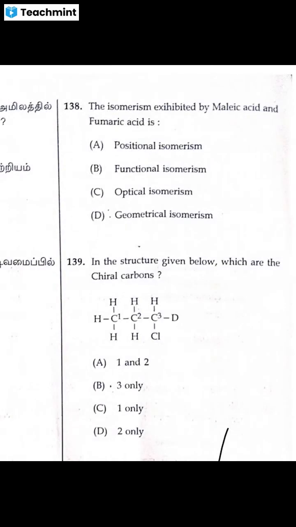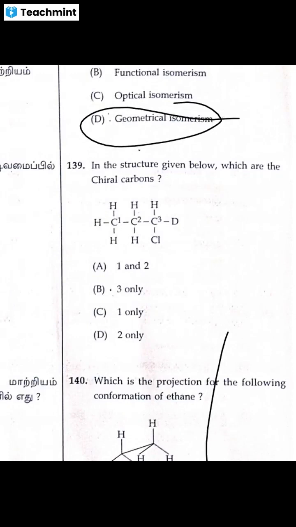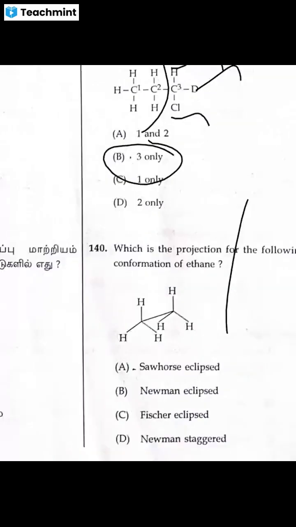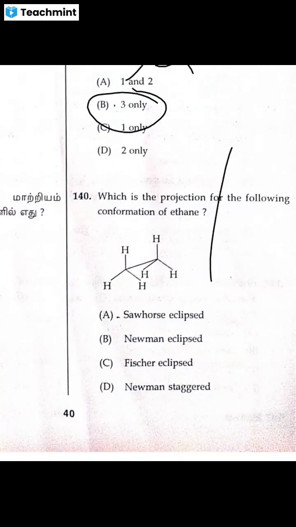And isomerism exhibited by maleic acid and fumaric acid. Maleic acid and fumaric acid show geometrical isomerism. Next one, which carbon is chiral? A carbon with 4 different groups is the chiral carbon. Which is the chiral one? Look, deuterium, hydrogen, chlorine, and on this side ethane. Option third carbon. This is visible at a glance. This is the structure. It is the eclipsed structure.